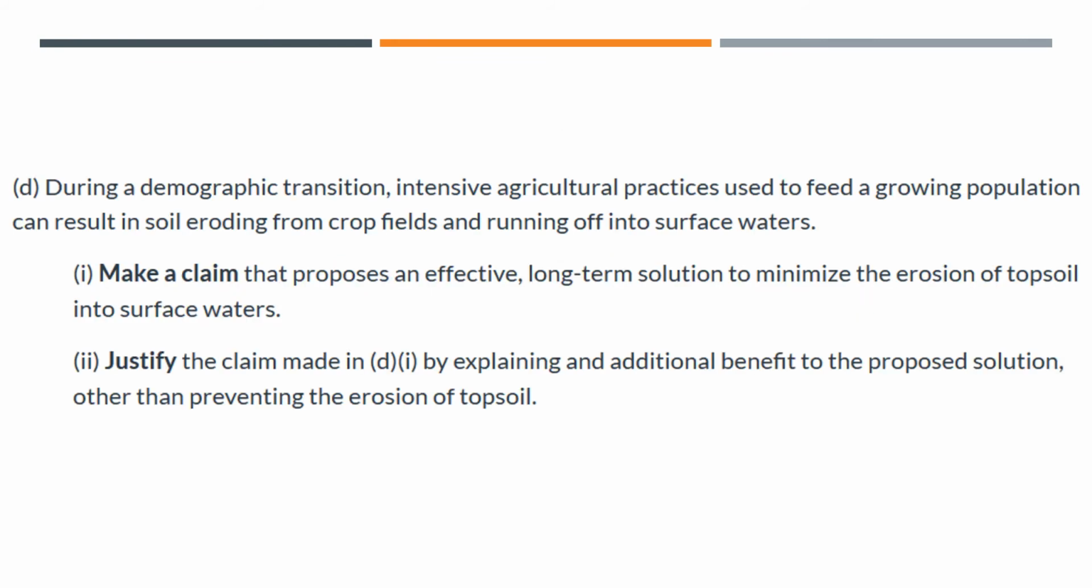D. During a demographic transition, intensive agricultural practices used to feed a growing population can result in soil eroding from crop fields and running off into surface waters. 1. Make a claim that proposes an effective long-term solution to minimize the erosion of topsoil into surface waters. 2. Justify the claim made in 1 by explaining an additional benefit to the proposed solution other than preventing the erosion of topsoil.